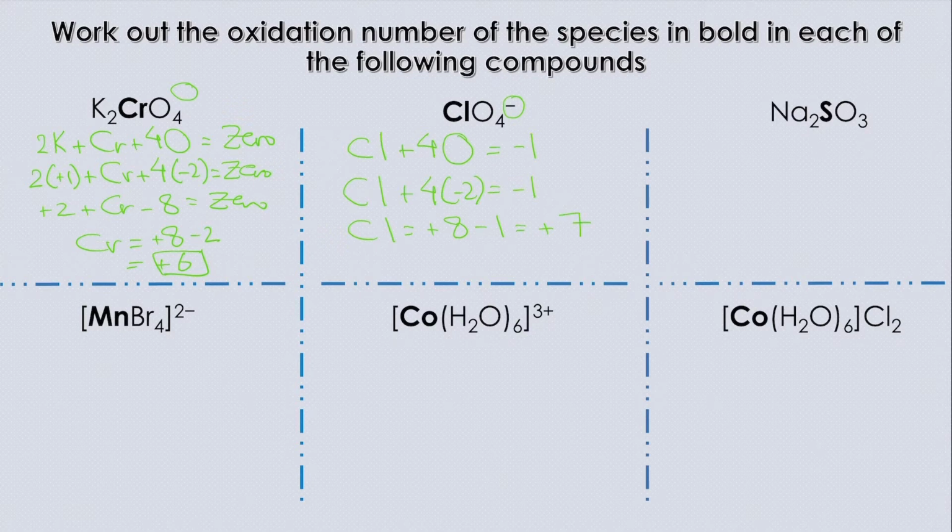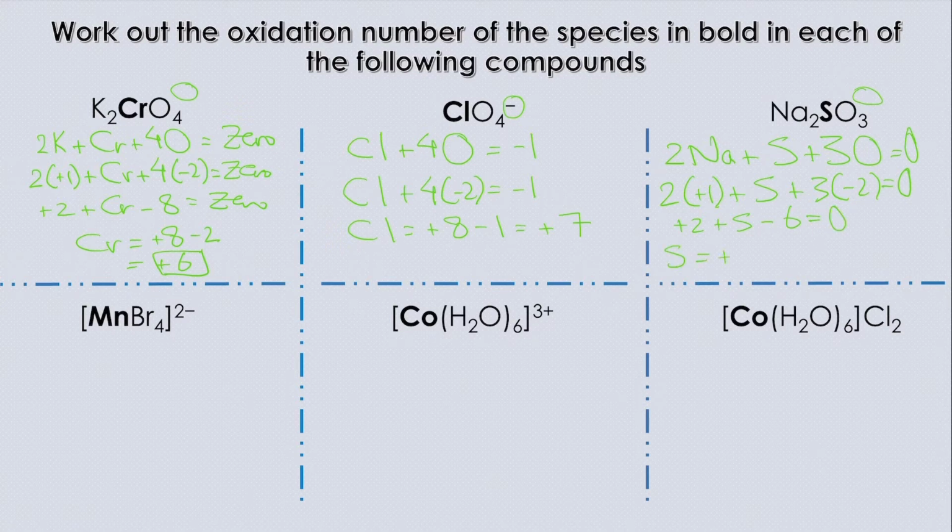Okay, third one: 2Na plus S plus 3O is equal to 0. We have no charge here, so it is 0. Na is in group 1, so it's +1, plus S plus 3 oxygens, each -2, equal to 0. So we have +2 plus S minus 6 equal to 0. So S is equal to +6 minus 2, so it's equal to +4.